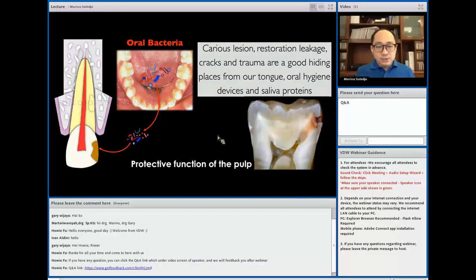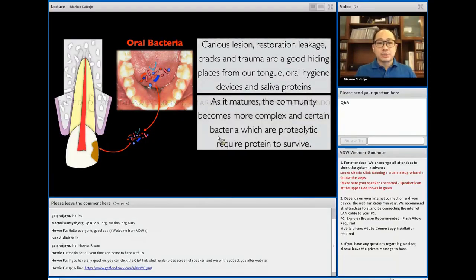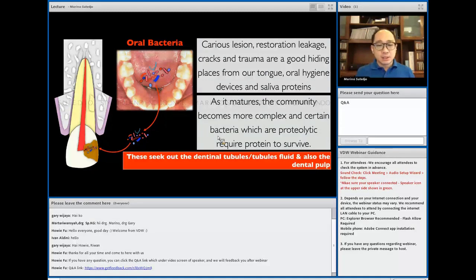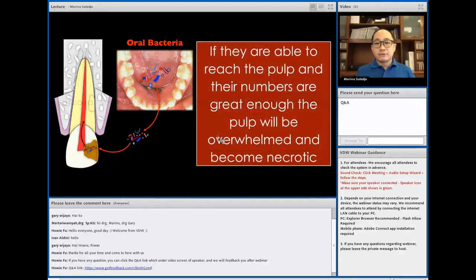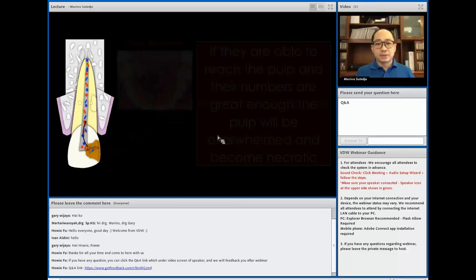So when there is a place for them to go inside our system, they go inside, and then definitely when they are inside, they become mature and the community becomes complex and they need more protein to survive. At that time, they will seek the dentinal tubules. They need to seek some fluid and also from the dental pulp. And if they exceed a very large number, then the pulp will be overwhelmed, then it becomes necrotic.